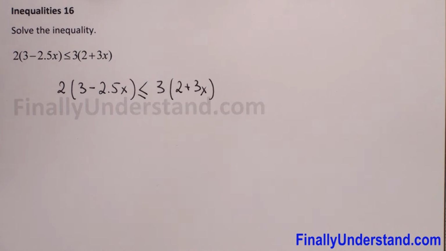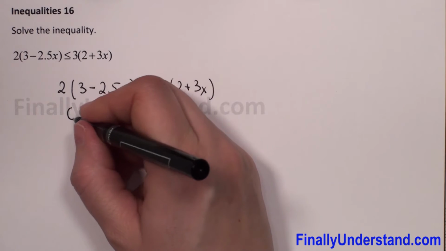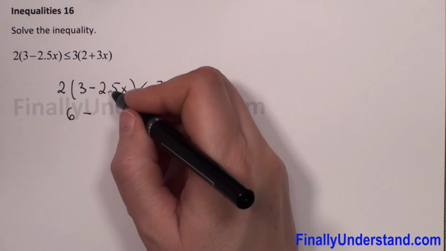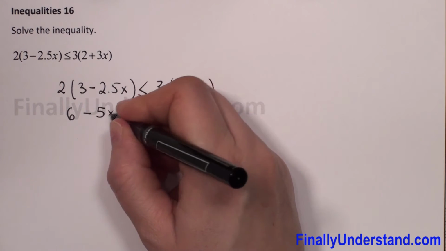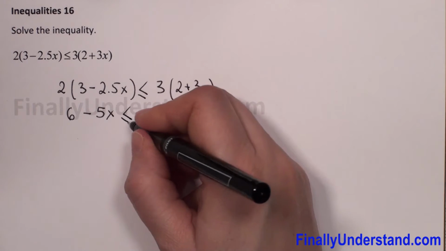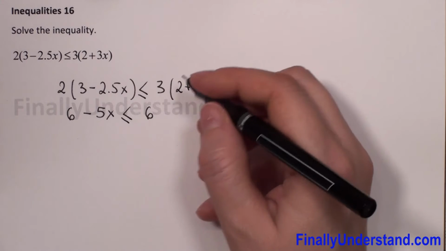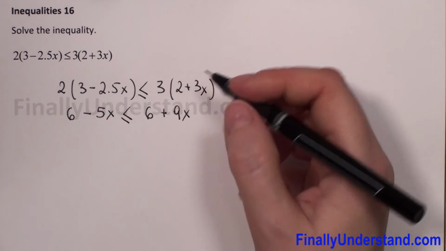First, I have to use the distributive law to eliminate the parentheses. So 2 times 3 is 6, minus 2 times 2.5x is 5x, is less than or equal to 3 times 2 is 6, and 3 times 3x is plus 9x.